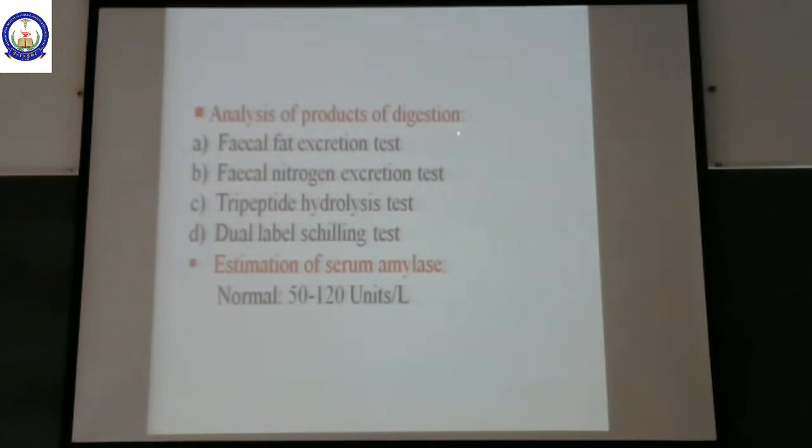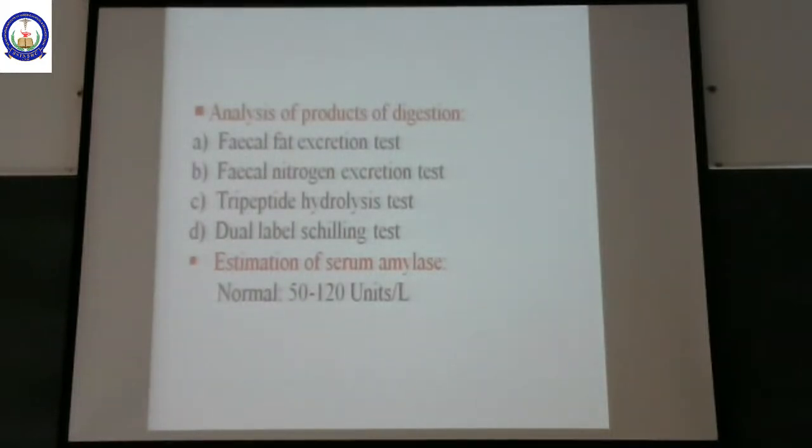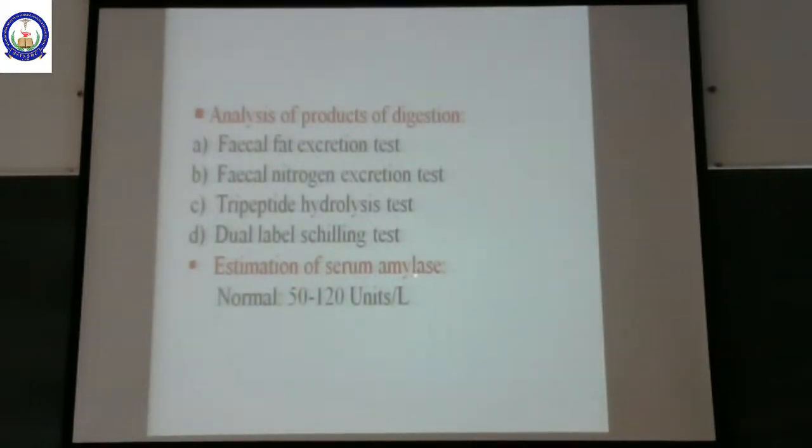Adequate amount of pancreatic juice will cause proper digestion of fat and proteins. If there is improper digestion of fat and proteins, more and more excretion of fat, more and more fecal nitrogen excretion, then pancreatic insufficiency is said to be existing. Then we can estimate serum amylase. This is the most common test done to detect pancreatic insufficiency. Serum amylase normally is 50 to 120 units per liter.